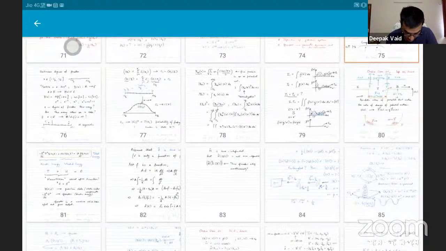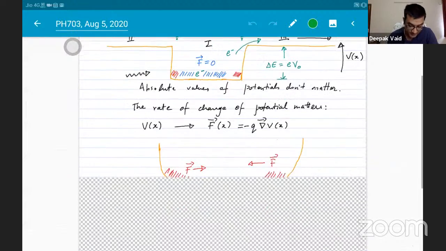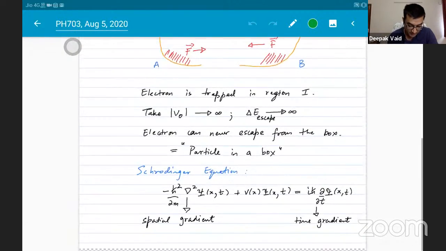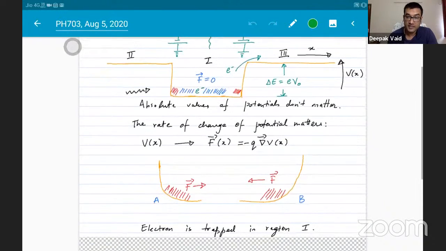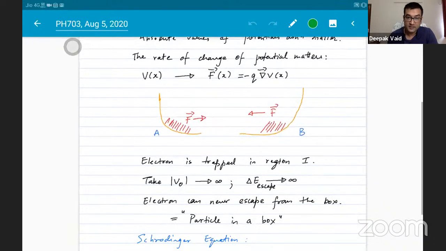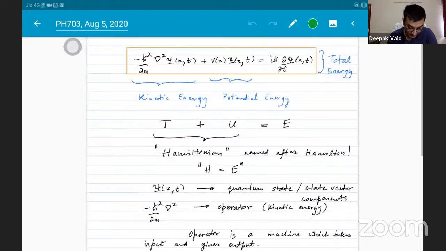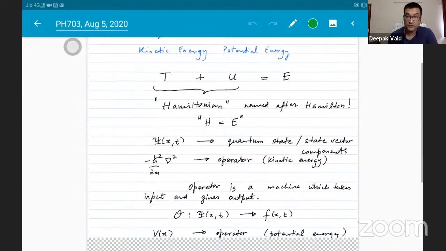What else? Then I introduced the basic notion of a particle which is trapped in a box and how one experimentally implements this. And then I showed you the form of the Schrodinger equation.